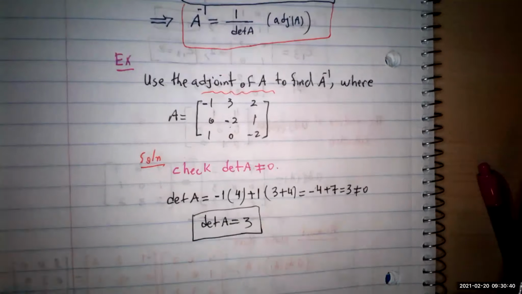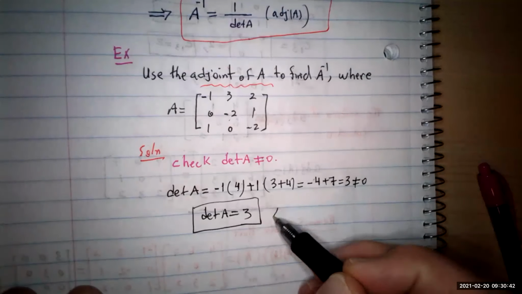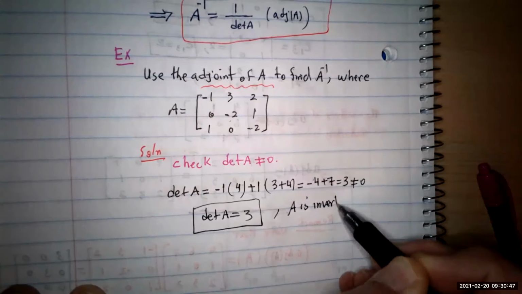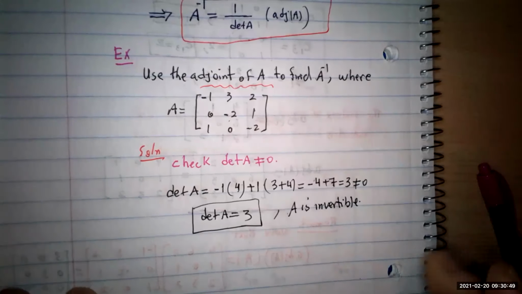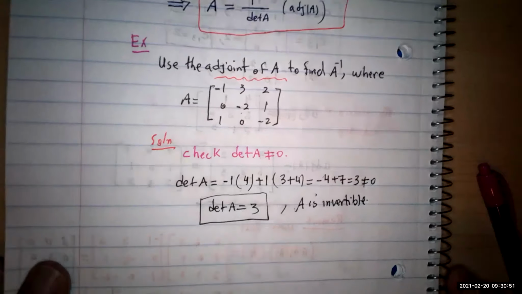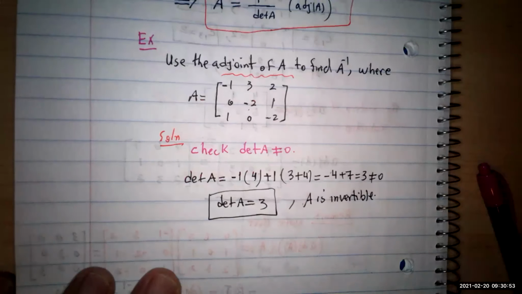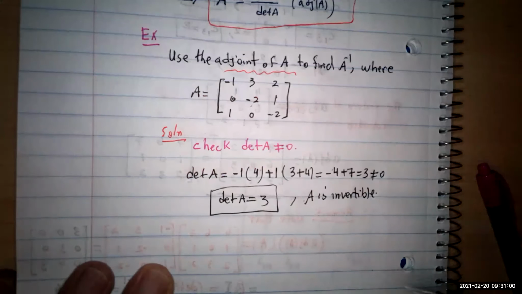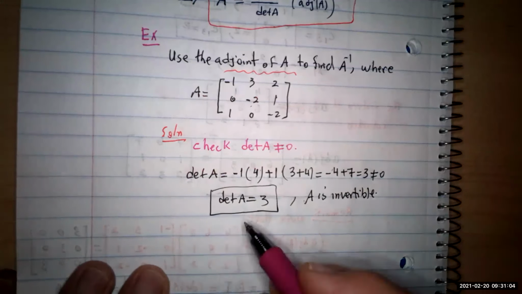Okay, so we get the fact that A is invertible, and then you are going to find the adjoint. We did it, but you have to find it yourself. So you find the matrix of the cofactors, and then you get the matrix of the adjoint. We have it from the previous example, so we use it. Okay, so there you are.